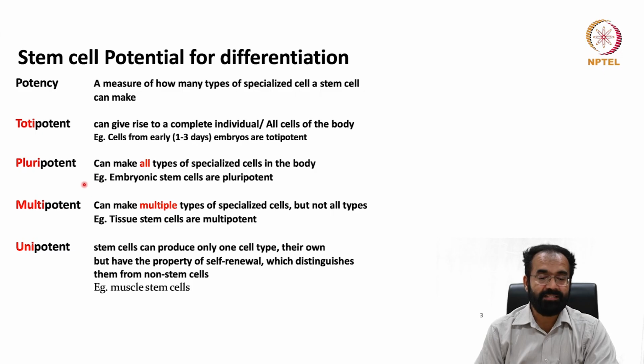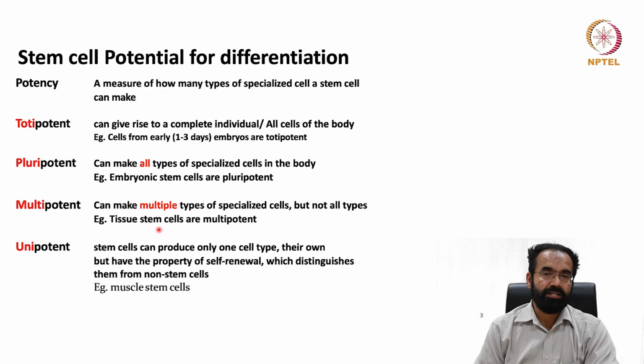So pluripotent cells, for example, embryonic stem cells are normally pluripotent. They are taken from the inner cell mass of the blastula. When it comes to multipotent, it can make multiple types of specialized cells, but not all cell types. For example, tissue stem cell, say bone marrow stem cell, etc.